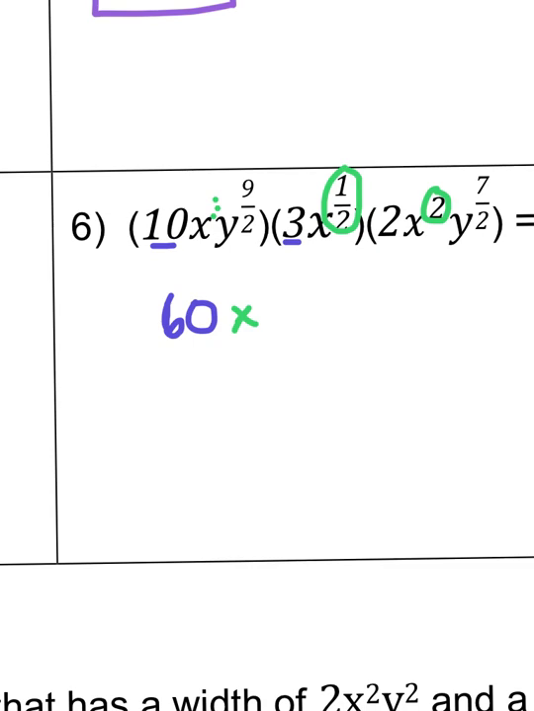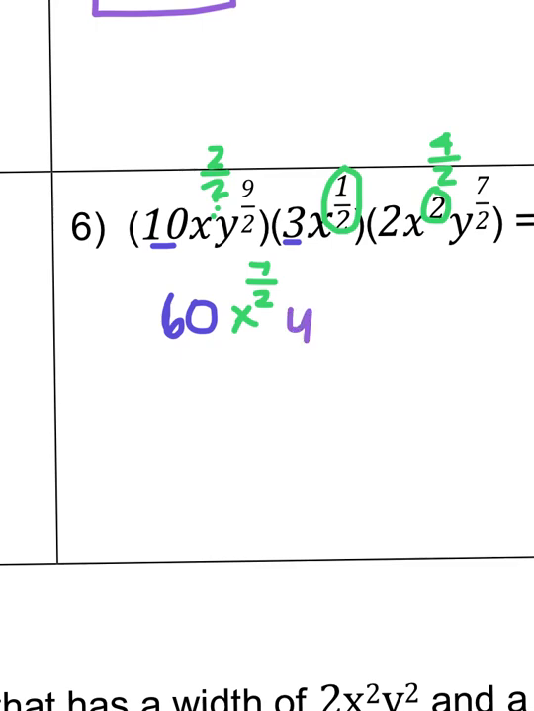So we have 1, 1/2, and 2. Well, you might want to make them into all halves. So you'd have 2 halves, 1 half, and 4 halves. That'd be 3 halves plus 4 halves. That would be 7 halves. So we're just going to write it as an improper fraction.